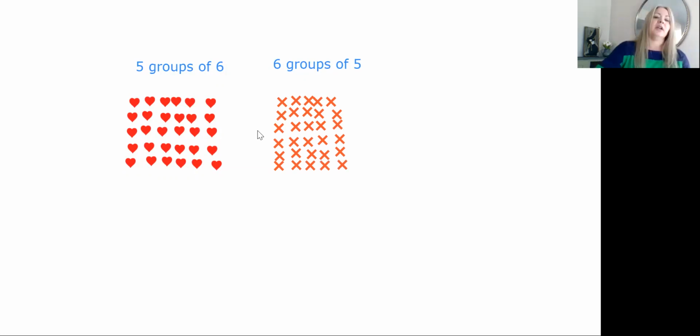Okay. So we have 5 groups of 6 and 6 groups of 5. Our arrays look different, but our total will be the same, or our sum, or we're going to learn that it could be called the product. So we've got 6 and 6 is 12, 13, 14, 15, and so on up to 30. So this group has 30, and when we look at this group, it's 5, 10, 15, 20, 25. This group also has 30. So 5 groups of 6 is 30, and 6 groups of 5 is 30.